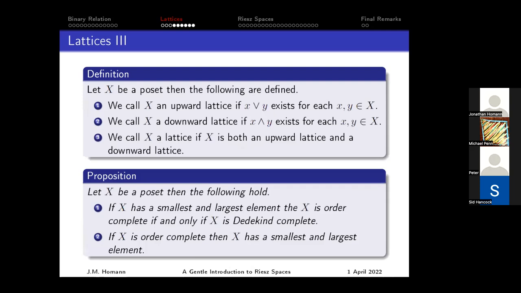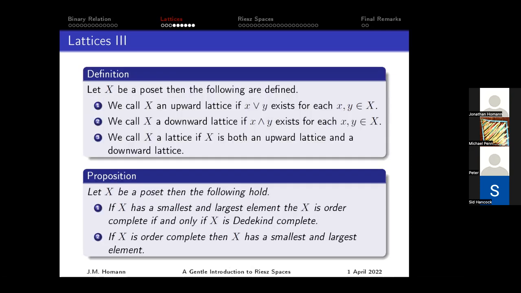Right, so now we can finally introduce a lattice. We'll say that if X is a poset and every pair of members of X has supremum, then we call X an upward lattice. And we'll say that if X is a poset and every pair of members of X has infimum, then we call X a downward lattice. And we'll say that X is a lattice whenever it is both an upward lattice and a downward lattice. So X is a lattice whenever X is a poset, every pair of members of X has supremum, and every pair of members of X has infimum.